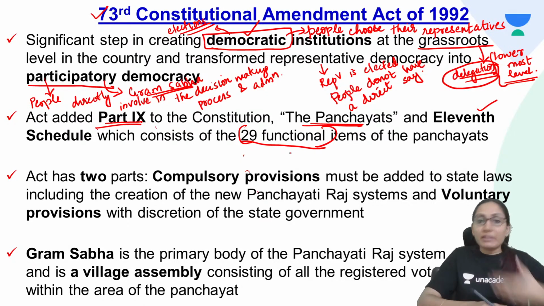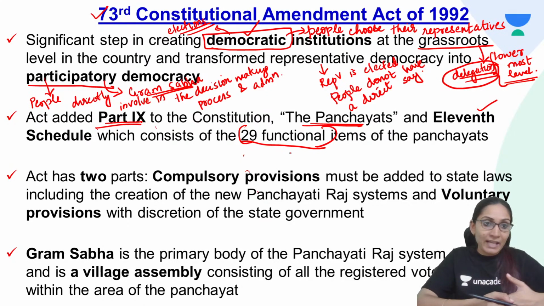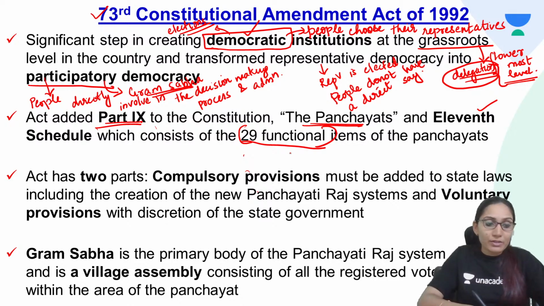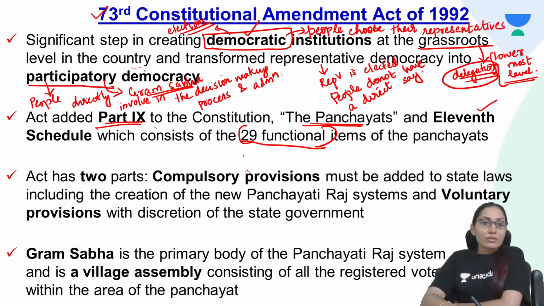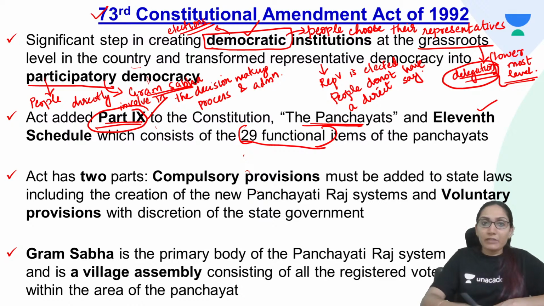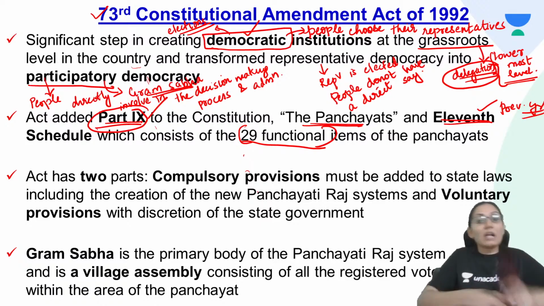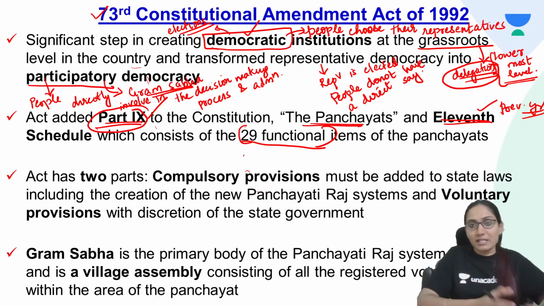So through the 73rd Constitutional Amendment Act, Part 9 was added to the Constitution, and also the 11th Schedule was added to the Constitution. Now, you may get questions on what is Part 9 of the Constitution, especially schedules, because in the previous year prelims examination, schedules are asked directly. So you can expect such type of questions. The 11th Schedule of the Constitution deals with the Panchayats, Panchayati Raj institutions.